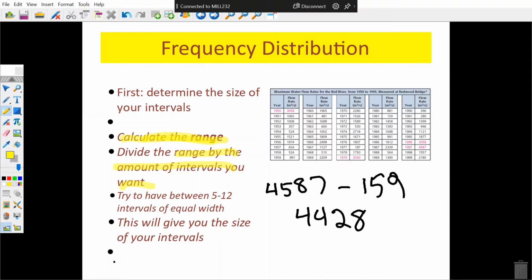And then step 2 is to divide the range by the amount of intervals you want. So whether you want 10 intervals on your table or you want 5 intervals, it's up to you. In this one, it says try to have between 5 and 12. We're going to take about 9 intervals here. So let's just divide it by 9, because that will give us an interval size of about 500. 4428 divided by 9 is 492. So we're going to have our interval size be approximately 500. And you'll see that on the next page here.